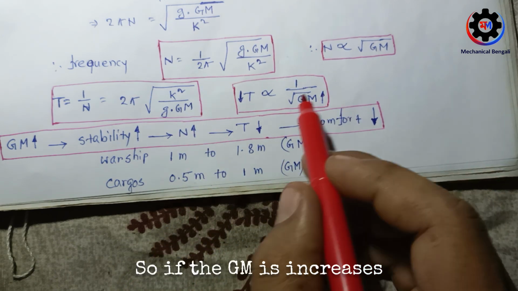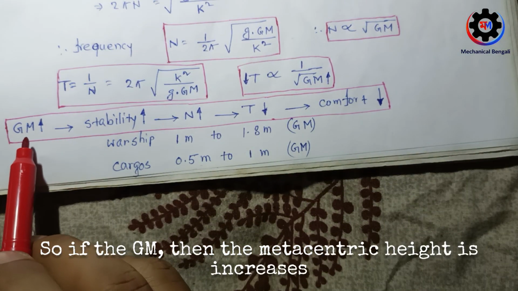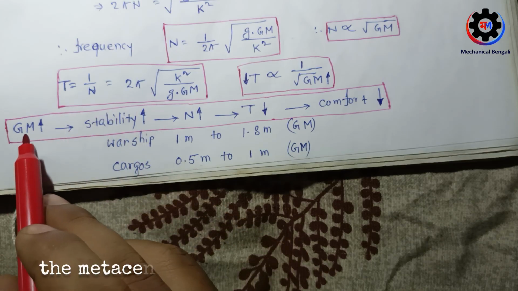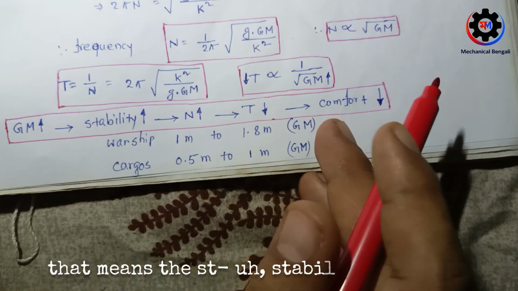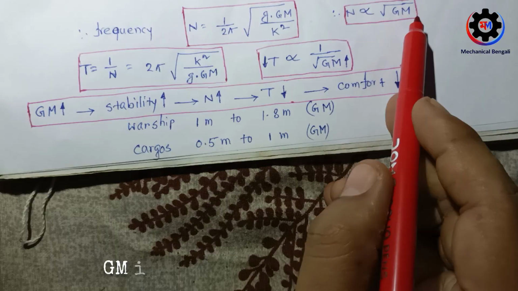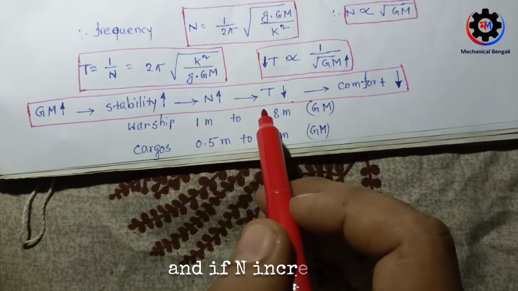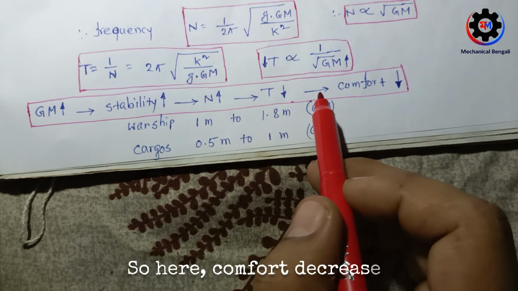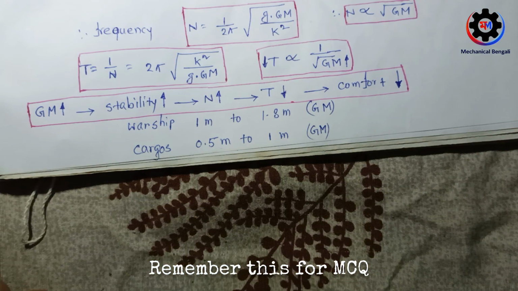So if GM increases, this time period decreases. If GM, the metacentric height, increases, the stability increases. We know that if the metacentric height is greater than 0, it is a stable equilibrium. So if the metacentric height increases, the stability increases. GM increases means n increases, because n is proportional to under root GM. So frequency increases, and if n increases, then time period T decreases. So here comfort decreases. This is very important, remember this from the MCQ point of view.